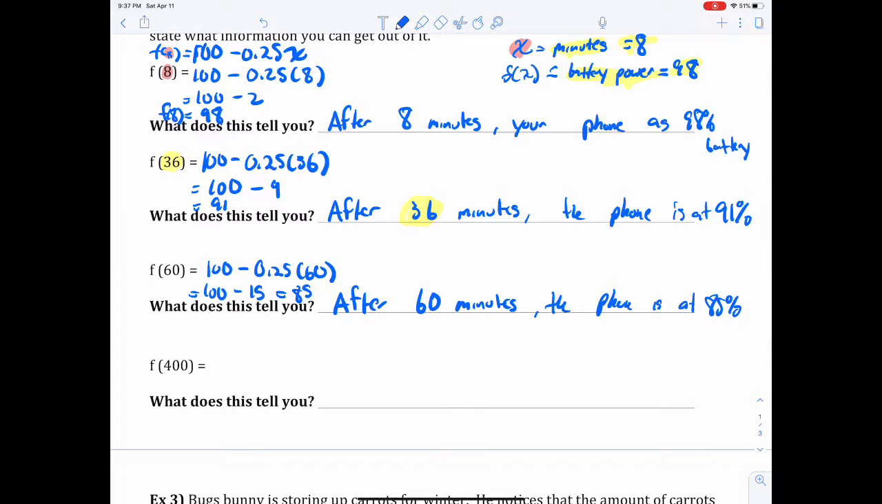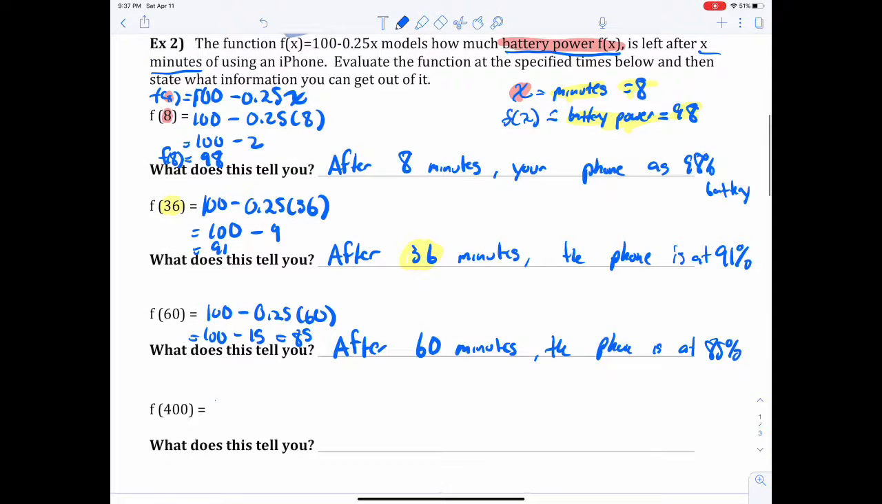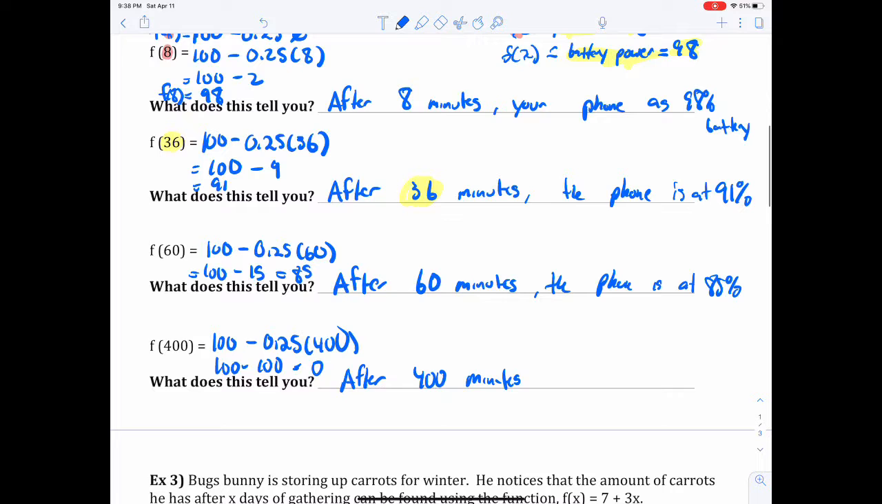Then the final one, so you plug in 400 for x. So you should get 100 minus 100, which is 0. So after 400 minutes, your battery's at 0%. So I'm just going to say your phone is dead, because that's 0%. All right?